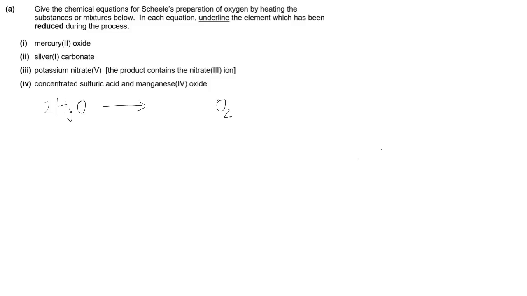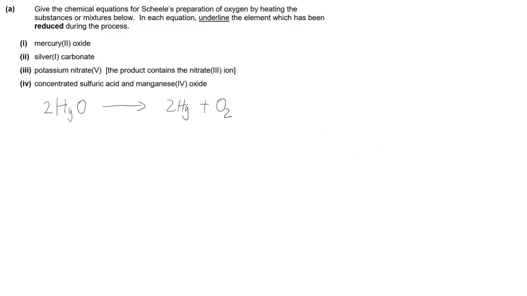Now, other than oxygen, what could the other product be? Well, one of the most obvious options here is of course 2Hg, mercury as just the element. And now we've got a balanced equation, 2HgO giving 2Hg plus O2.